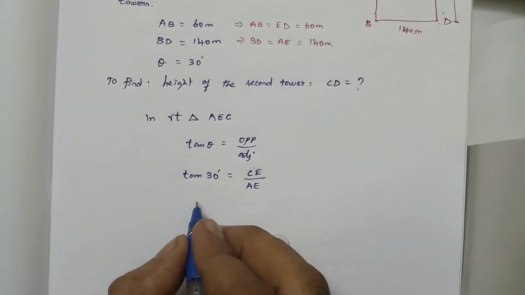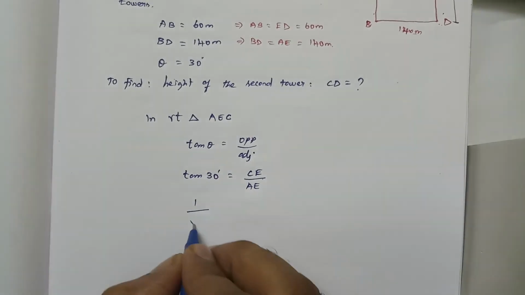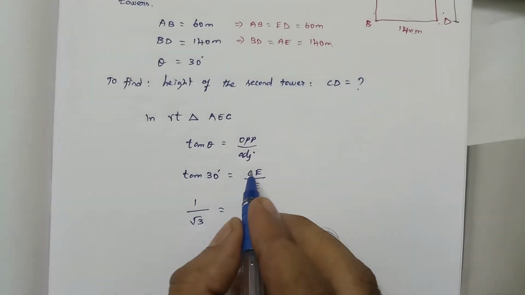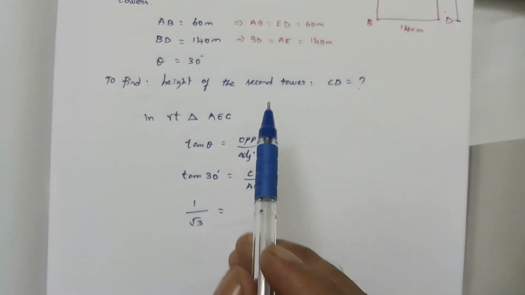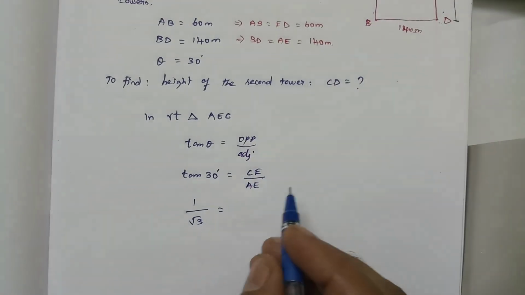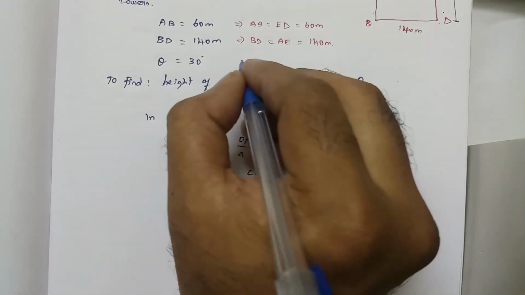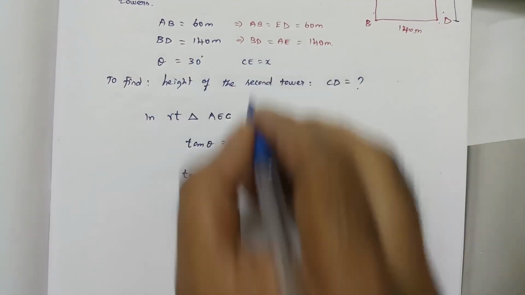What is the value of tan 30? It is 1 by root 3. So 1 by root 3 is equal to CE divided by AE. CE is nothing but x. You also have to mention it: let CE be equal to x.